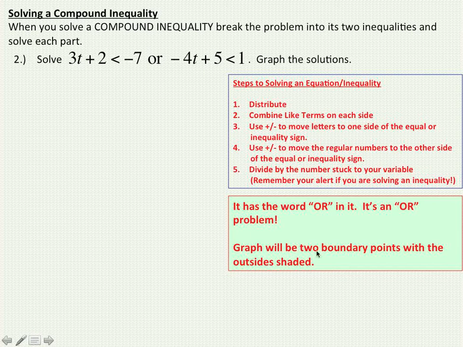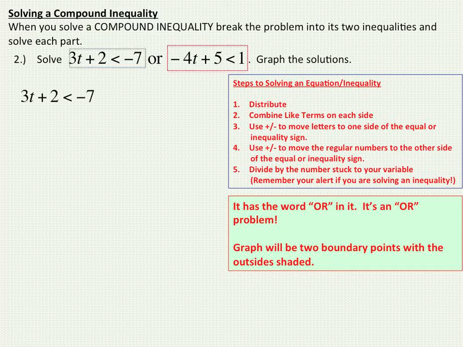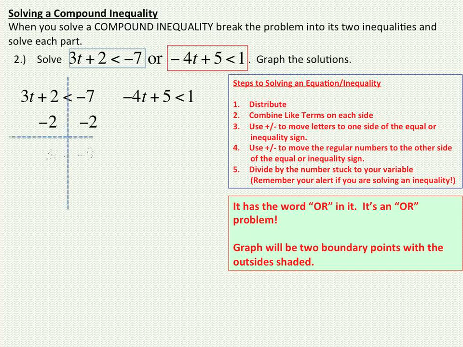So I know the graph's going to be the 2 boundary points, and then the outsides are going to be shaded. The good thing about ORs is they're already broken apart. I don't have to worry about breaking them apart. So I just solve the problem. There's one of them. There's the second one. When I solve the first one, subtract 2 from both sides, divide by 3, and t is less than -3. Pretty easy.